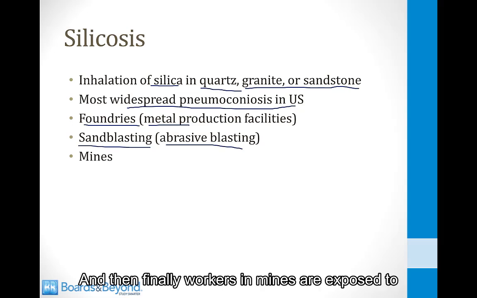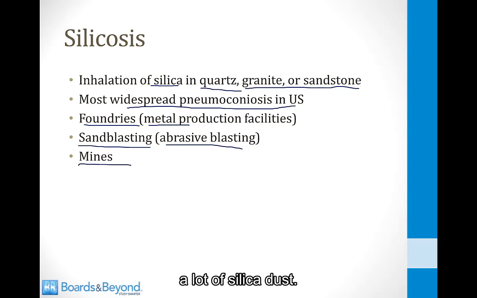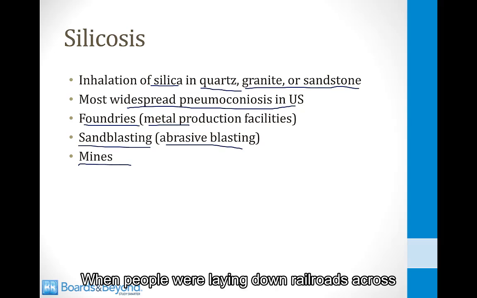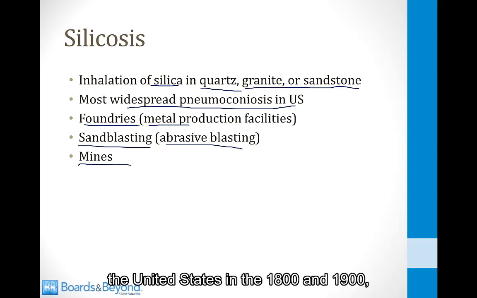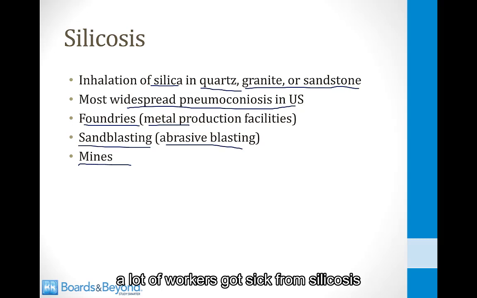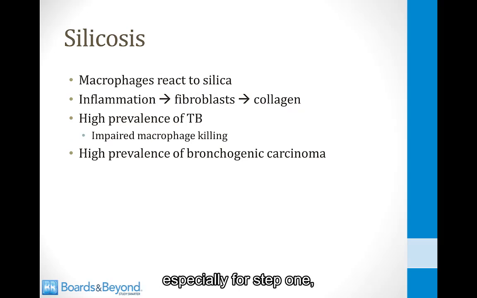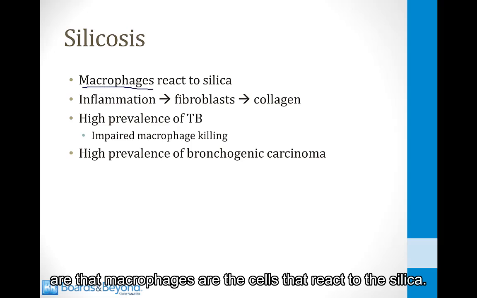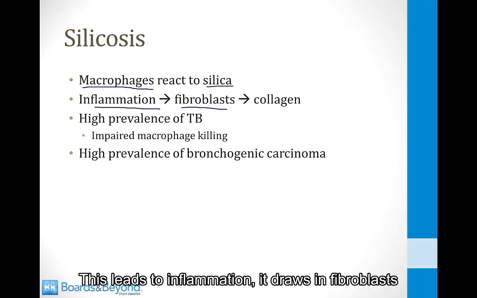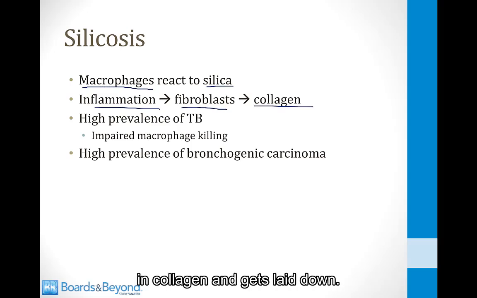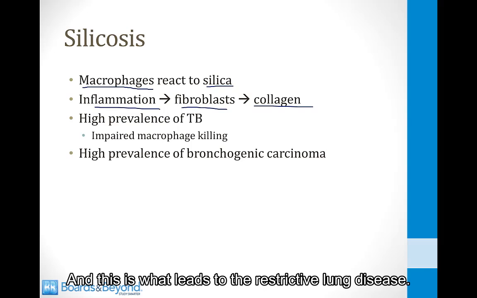And then finally, workers in mines are exposed to a lot of silica dust. When people were laying down railroads across the United States in the 1800s and 1900s, a lot of workers got sick from silicosis from working inside those mines. Some high-yield things to know about silicosis, especially for step 1, are that macrophages are the cells that react to the silica. This leads to inflammation, it draws in fibroblasts, and collagen gets laid down, and this is what leads to the restrictive lung disease.